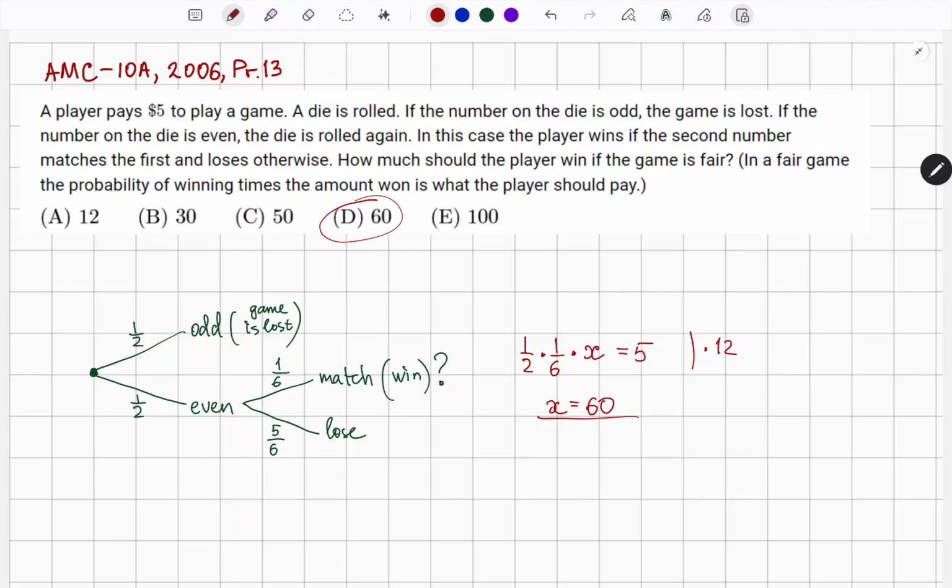So this problem teaches us to fill in the tree diagram correctly. It isn't an easy task as you could think about it. Okay, let's move to the next question.